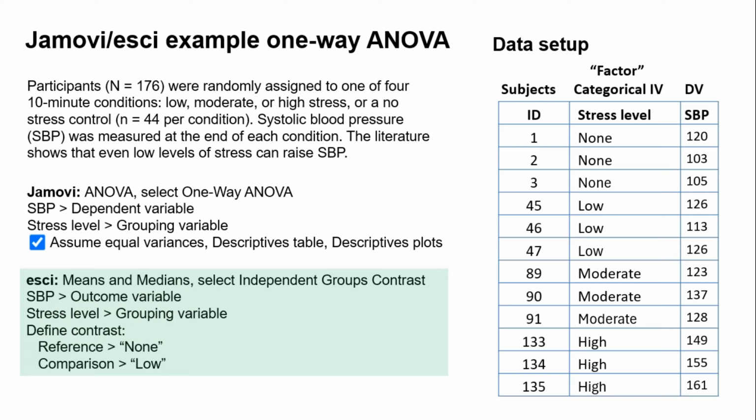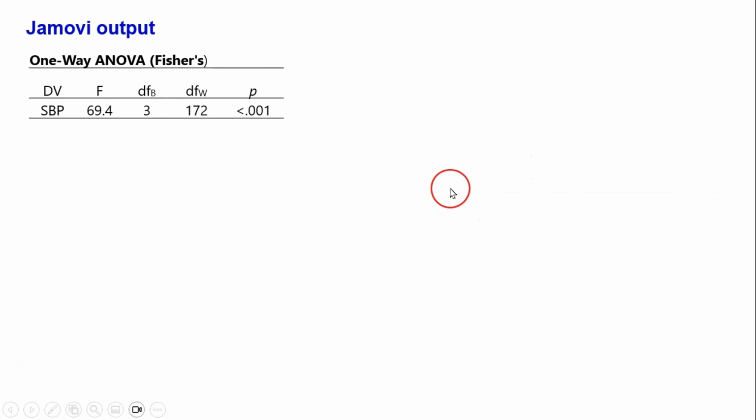Once that's in there, it gives you a couple of boxes to type in your contrast. So we want to define our contrast, and the reference will be none, and for the comparison you would type in the word low. Once you do that, you'll get the output from ESCI. So let's take a look at the output. The Jamovi output, first, shows the results of the one-way ANOVA procedure.